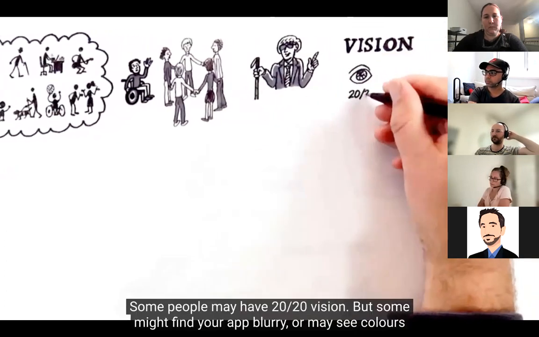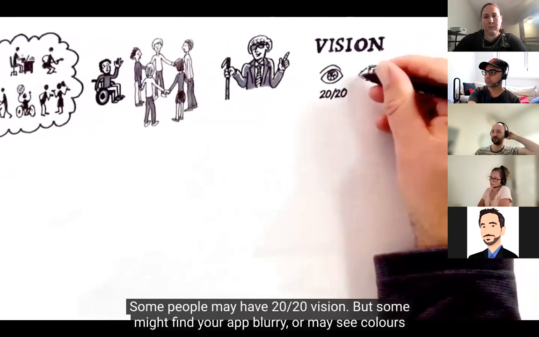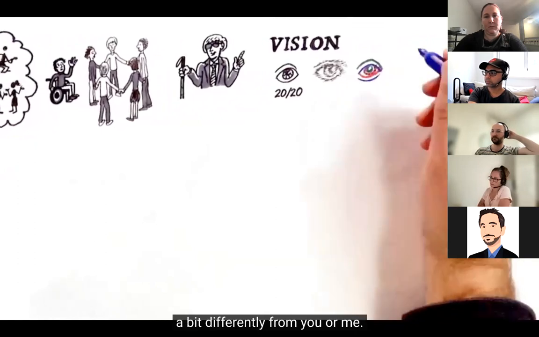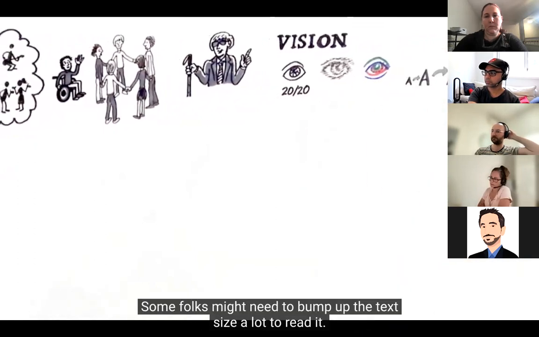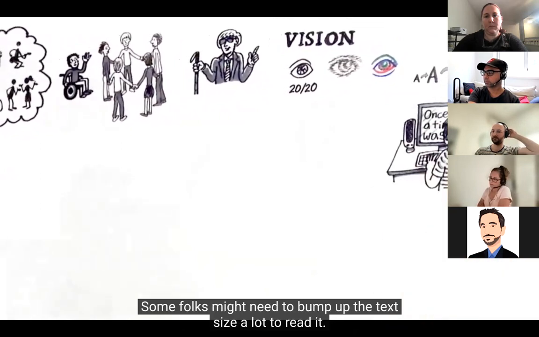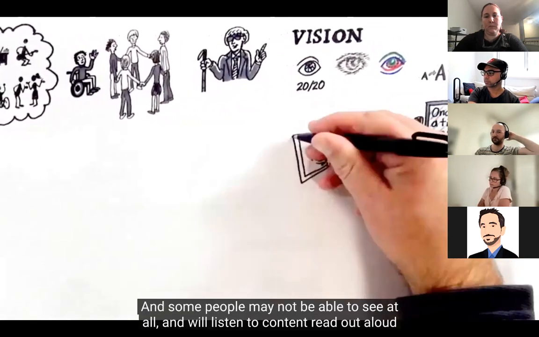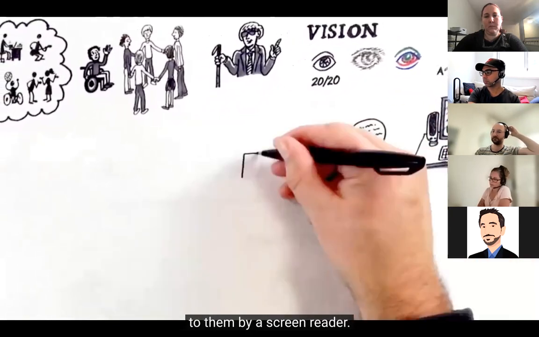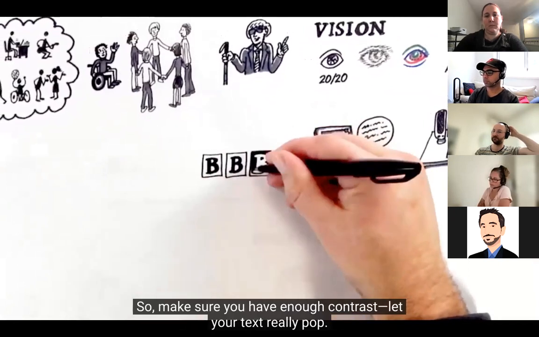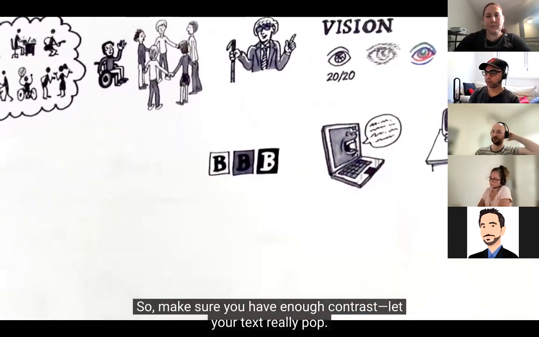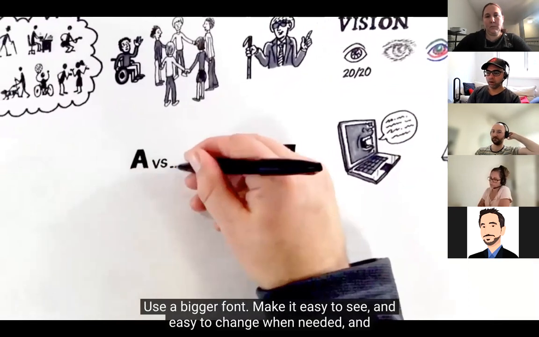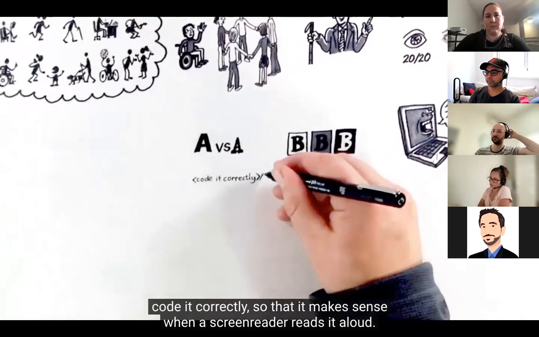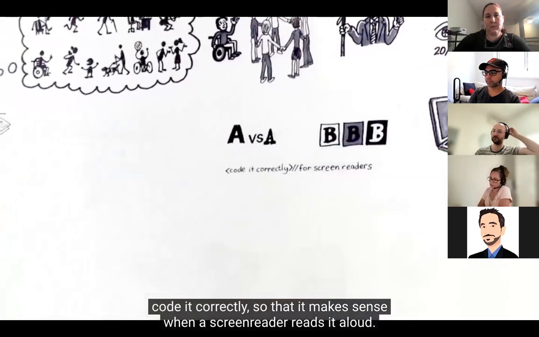Some people may have 20/20 vision, but some might find your app blurry or may see colours a bit differently from you or me. Some folks might need to bump up the text size a lot to read it. And some people may not be able to see it at all and will listen to content read out aloud to them by a screen reader. So make sure you have enough contrast. Let your text really pop. Use a bigger font, make it easy to see and easy to change when needed. And code it correctly so that it makes sense when a screen reader reads it aloud.